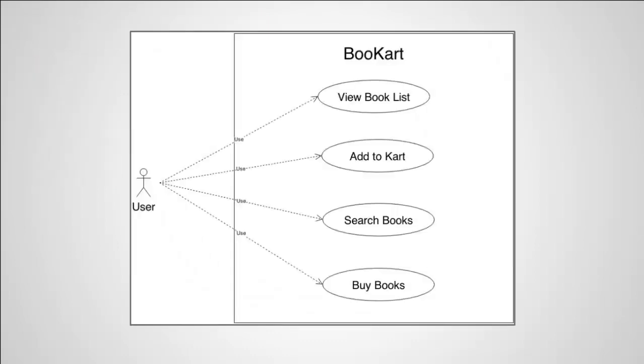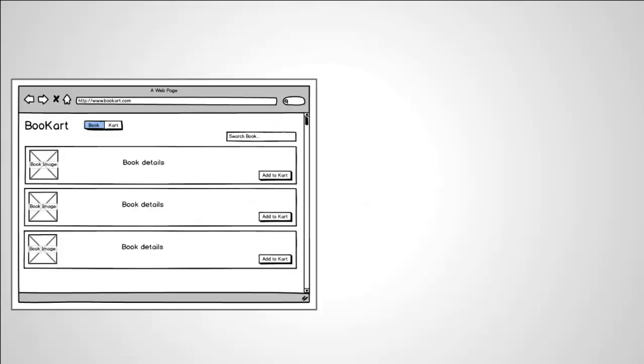Okay, so let's go through the use case diagram quickly once again. This application will allow the user to see a list of books, search through the list of books, add their favorite book to the cart, and buy the book. Let's start with the view component first. These mockups will help us in creating different views for our application.